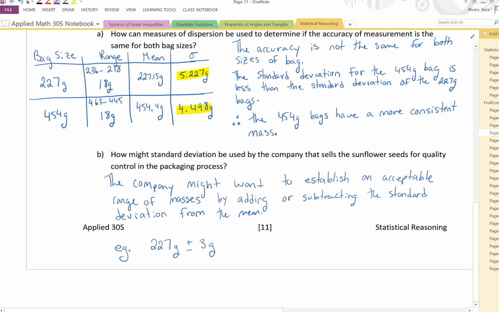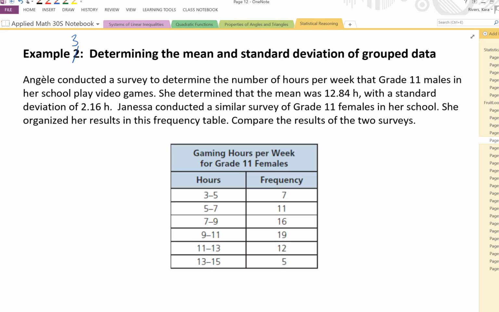All right, let's take a look at another situation where we can use standard deviation to draw some conclusions. In example 3, we're going to determine the mean and standard deviation of group data. Angel conducted a survey to determine the number of hours per week that grade 11 males in her school play video games. She determined that the mean was 12.84 hours, with a standard deviation of 2.16 hours. Janessa conducted a similar survey of grade 11 females in her school. She organized her results in this frequency table. Compare the results of the two surveys.